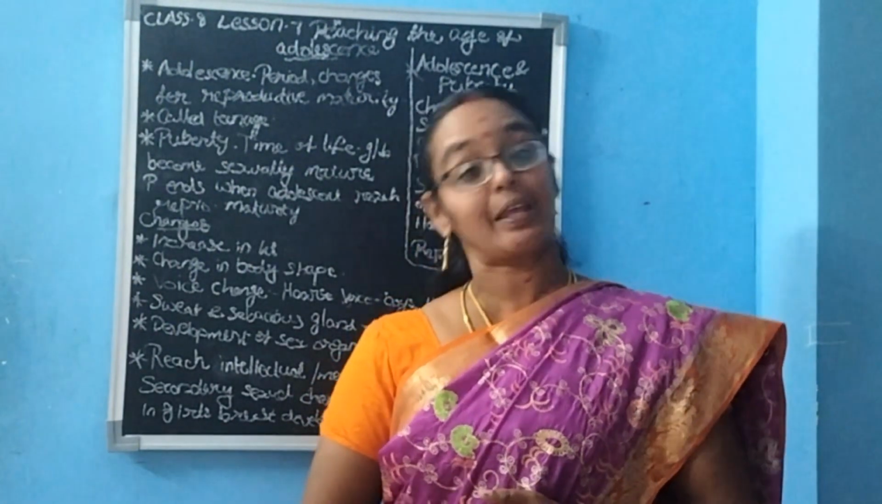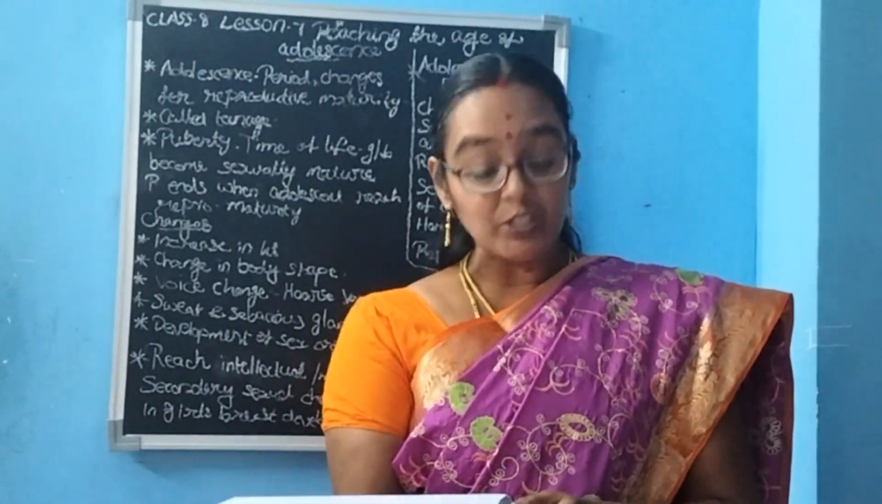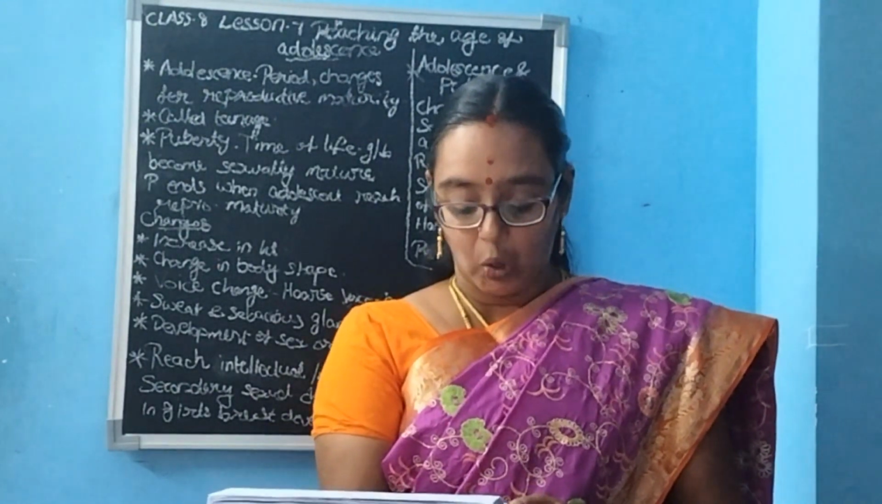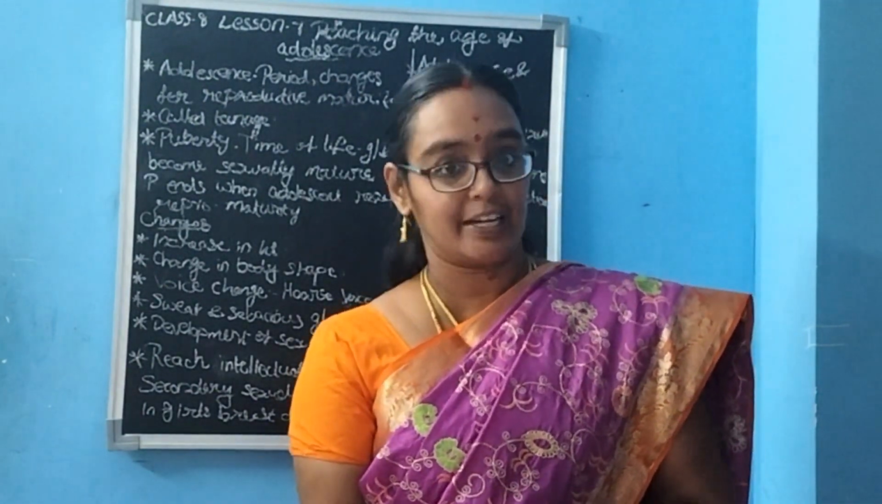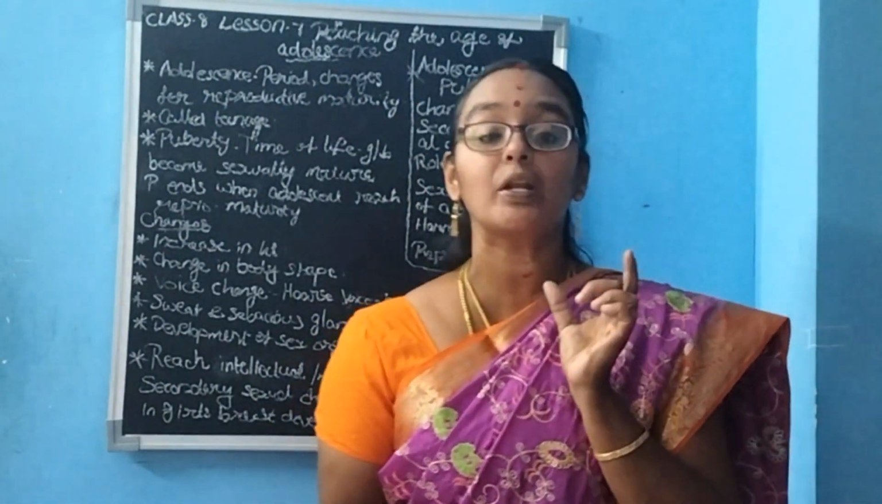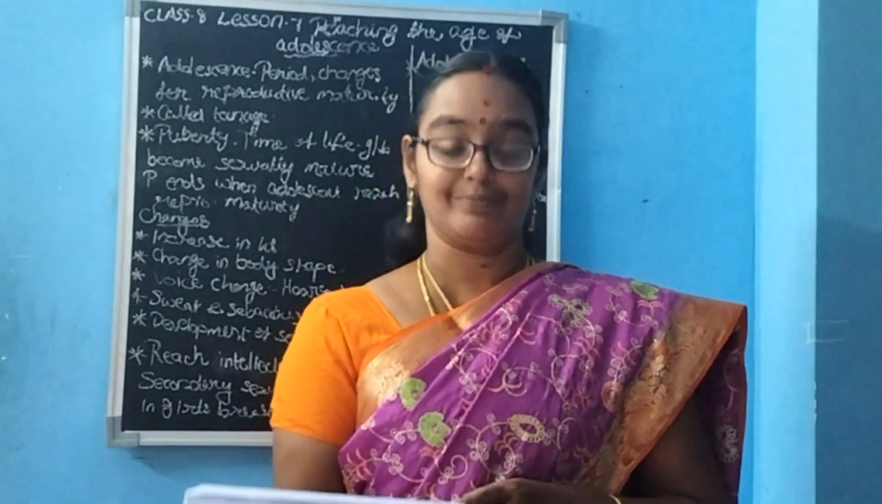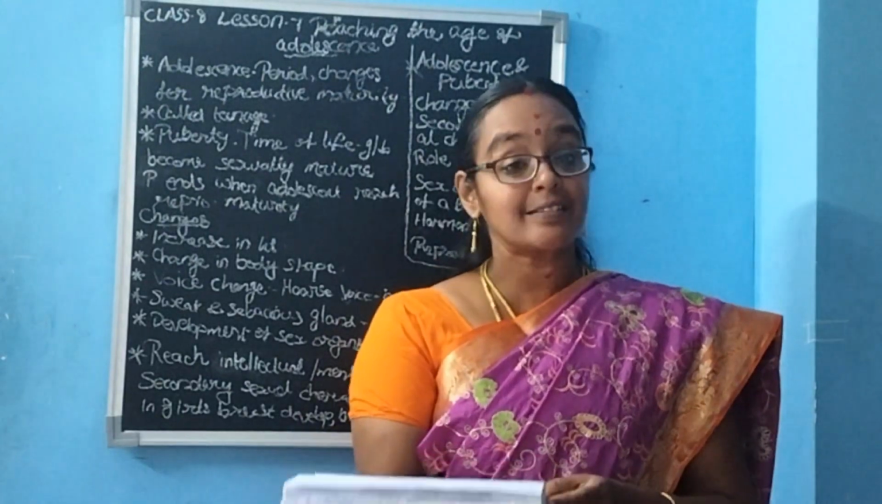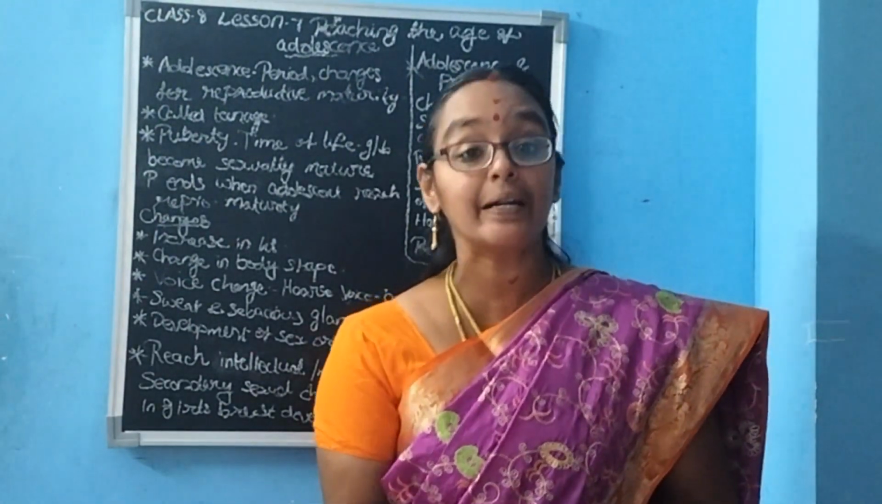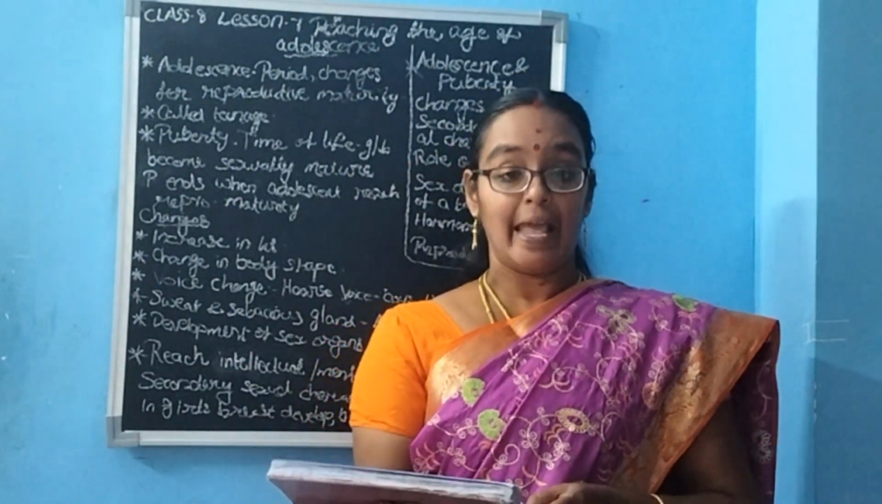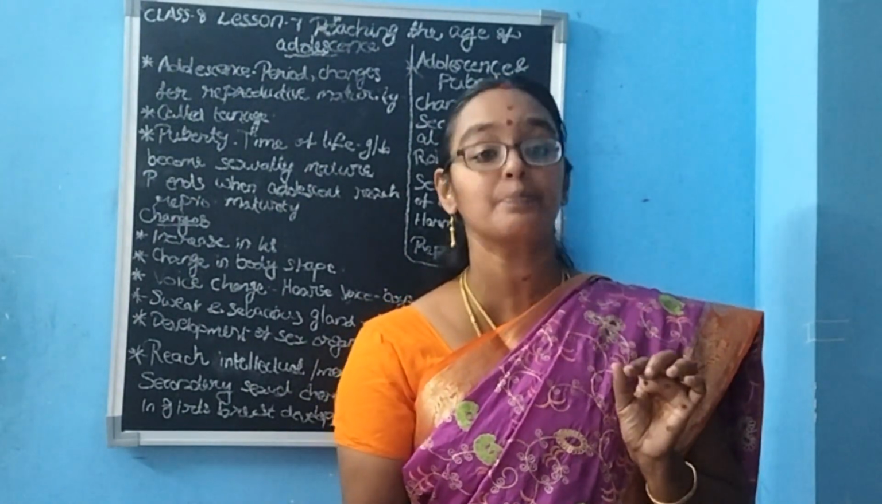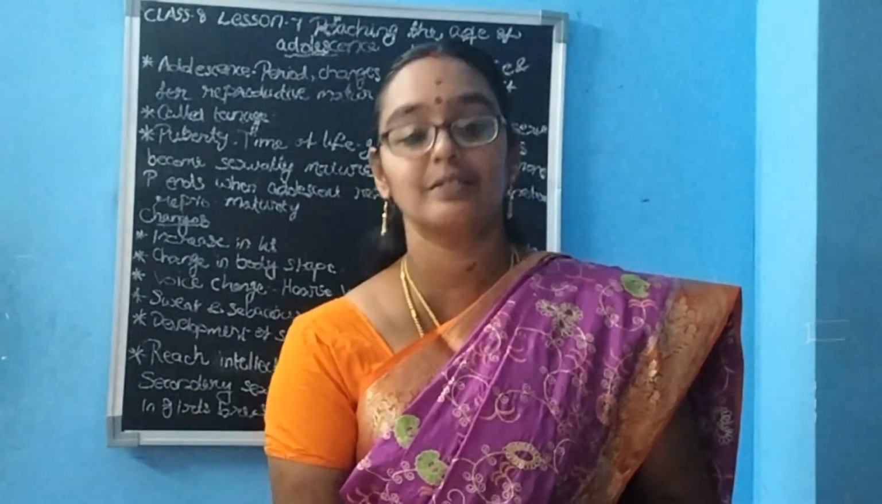Then I have asked you 3 questions. The first question was, initial development of fertilized egg occurs in dash. The initial development of the fertilized egg occurs in fallopian tubes or in oviduct. Second question, external reproduction by budding occurs in dash. External reproduction by budding occurs in hydra.